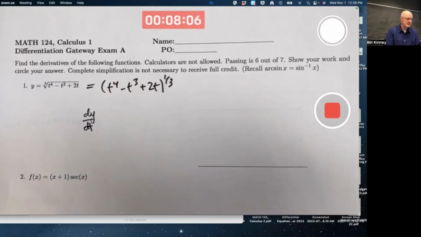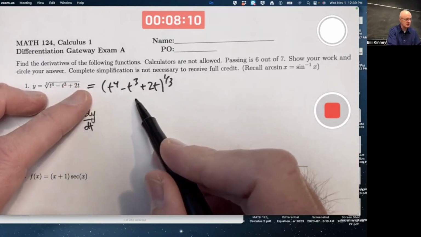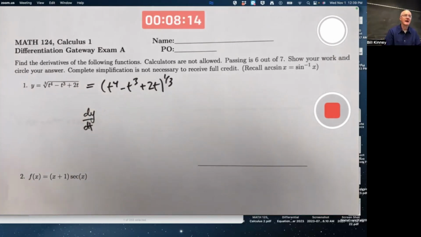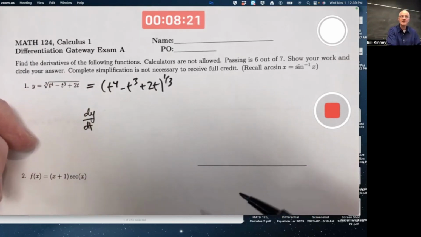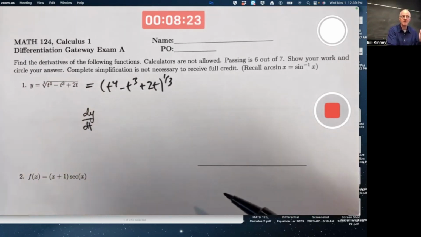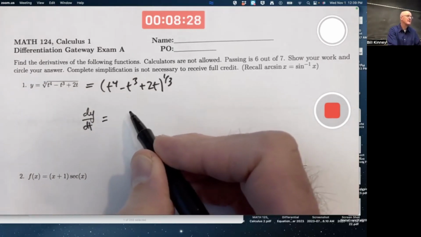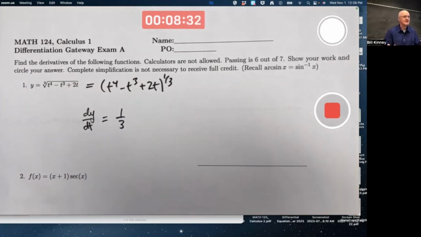And we need, I hope you see, the chain rule because we have an inside function, t to the fourth minus t cubed plus 2t. When you plug a number in for t, that expression gets evaluated first. And then after you've done that, you raise to the 1/3 power. So the outside function is effectively x to the 1/3 power, or t to the 1/3 power if you prefer. The derivative of that is 1/3 x to the negative 2/3, right? Because 1/3 minus 1 is negative 2/3.